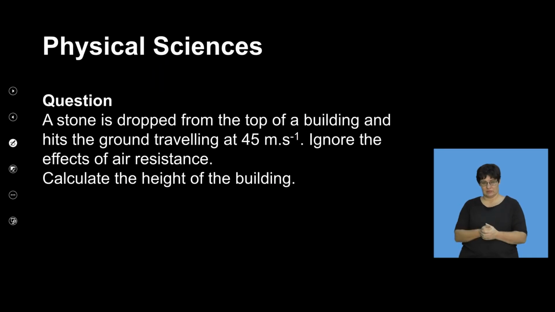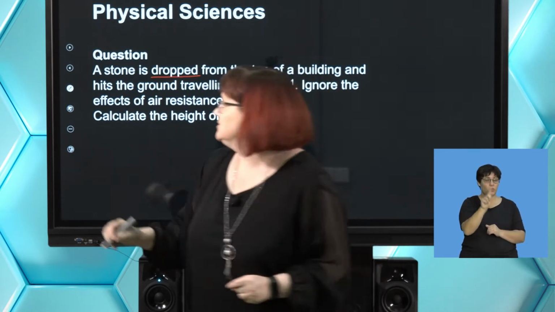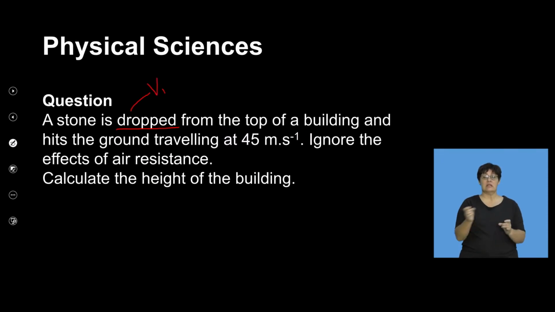So, let's do a problem. Here we go. A stone is dropped. Dropped is an implied piece of information. Dropped means that my initial velocity is 0. From the top of a building, it hits the ground traveling at 45, so that's final velocity. Ignore the effects of air resistance. It's free fall. We're happy. They want the height of the building.